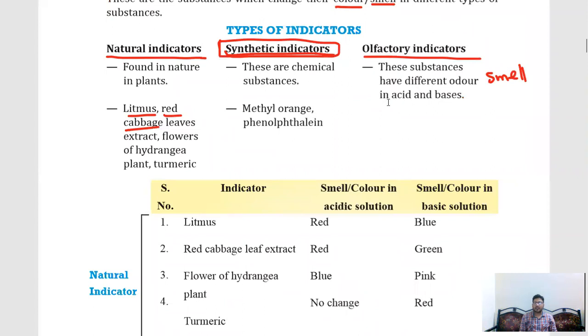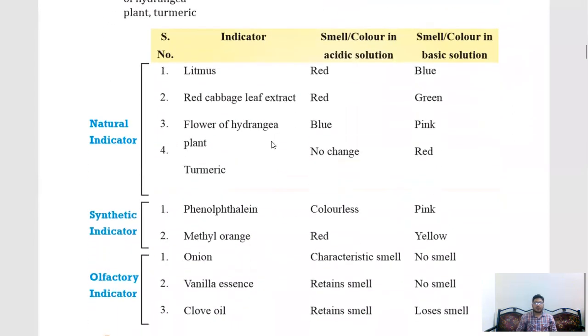Olfactory indicators: there are three olfactory indicators, onion extract, clove oil extract, and vanilla extract. So these are the three we will discuss. Now you have to understand the color changes. First, coming to natural indicators, first we have litmus. You see, guys, there are again two types of litmus: litmus red and litmus blue.